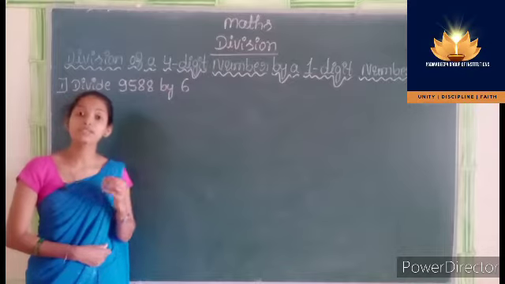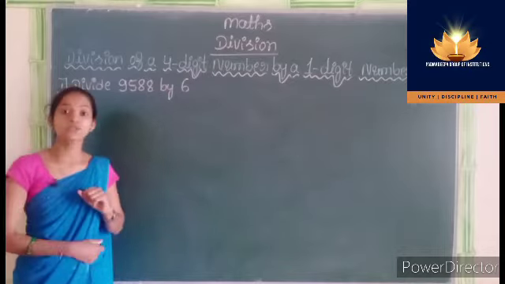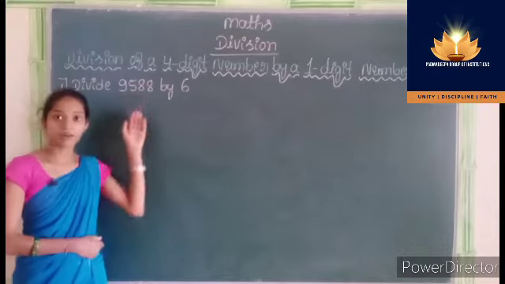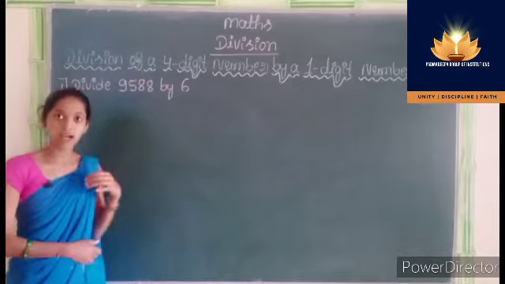The number which is left over, that number is said to be remainder. So here 9588 is a dividend and 6 is a divisor.